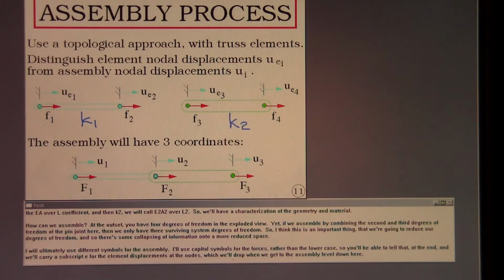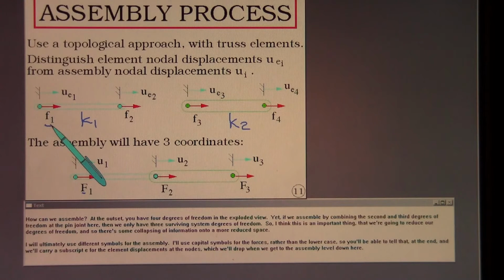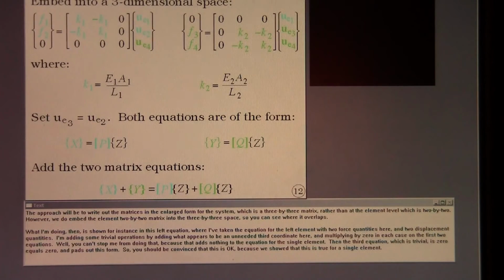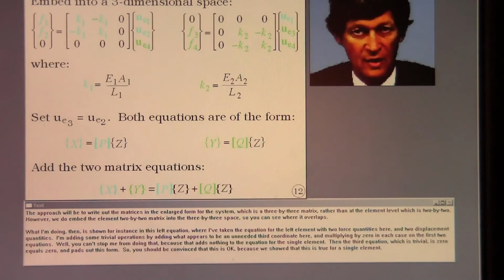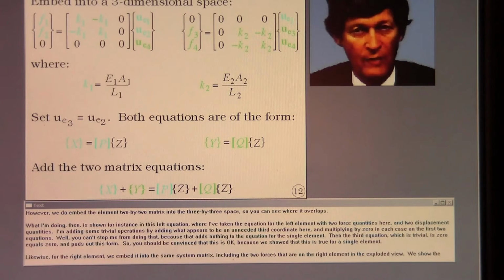I will ultimately use different symbols for the assembly. I'll use capital symbols for the forces rather than the lowercase, so you'll be able to tell that at the end. And we'll carry a subscript E for the element displacements at the nodes, which will drop when we get to the assembly level down here. The approach will be to write out the matrices in the enlarged form for the system, which is a 3 by 3 matrix, rather than at the element level, which is 2 by 2. However, we do embed the element 2 by 2 matrix into the 3 by 3 space, so you can see where it overlaps.